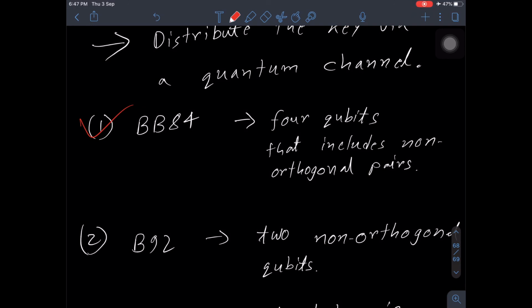All right, so I hope this is clear to you, and we will talk about the BB84 quantum key distribution protocol in great detail from the next video.